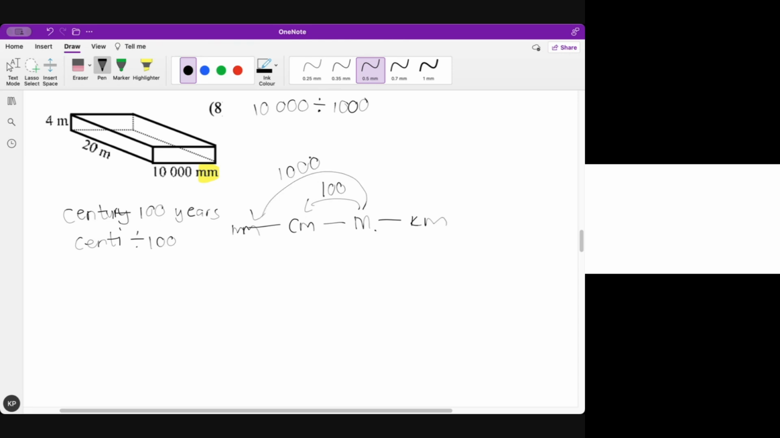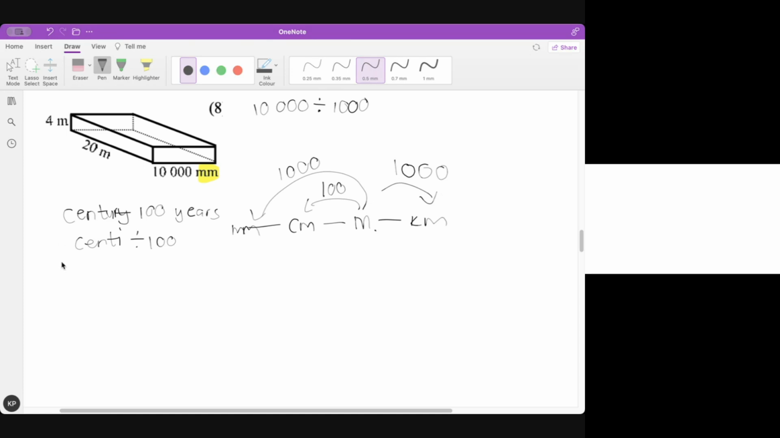Who knows what kilo means? Now I'm afraid to ask because you guys just show me flames now. Kilo is? Anybody? Oh! Yes, it's 1,000 to me. It's 1,000.